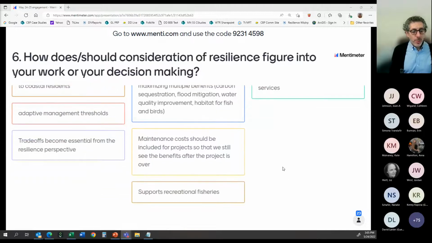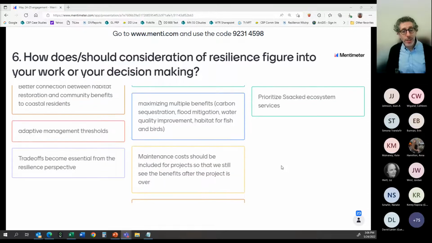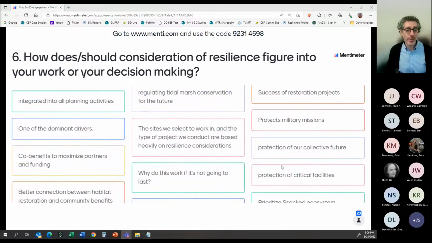Supports recreational fisheries. Trade-offs become essential from the resilience perspective. If you see something that gives you a new idea, you can add another one here.